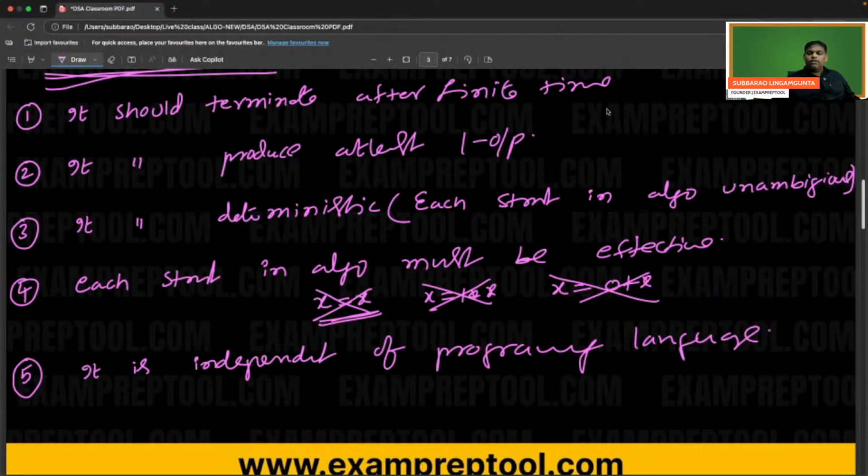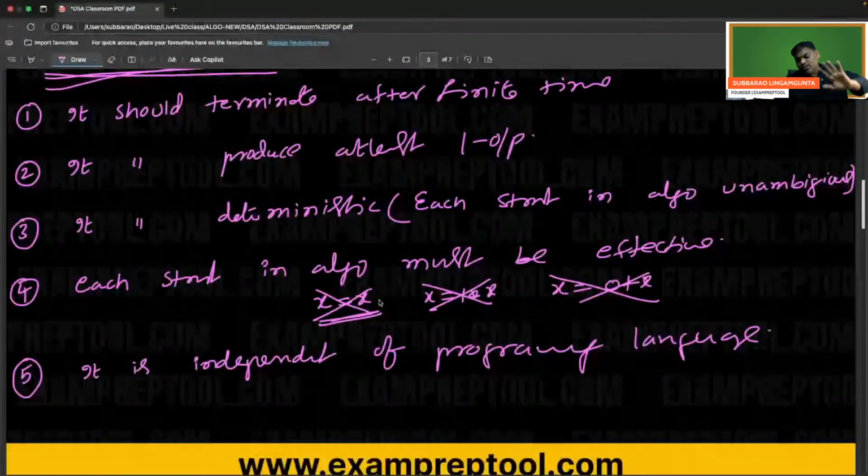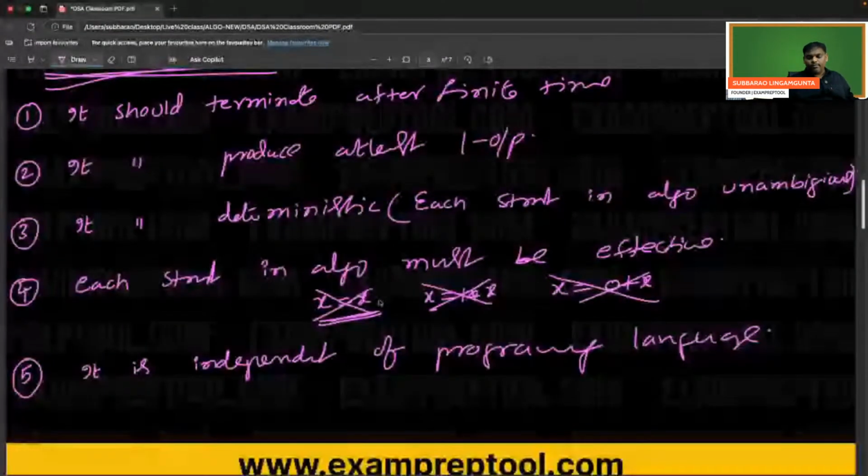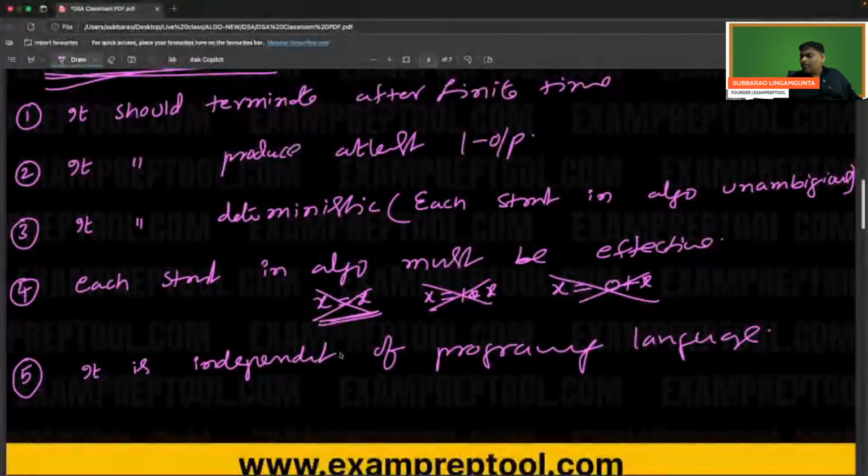It should terminate after finite time. It should produce at least one output. It should be deterministic, means each statement in the algorithm should be unambiguous, means two meanings cannot be there. Each statement in the algorithm must be effective. What is the meaning of effective? If a statement is there, it is working, and if that statement is not there, it is also working, then why did you write that statement?